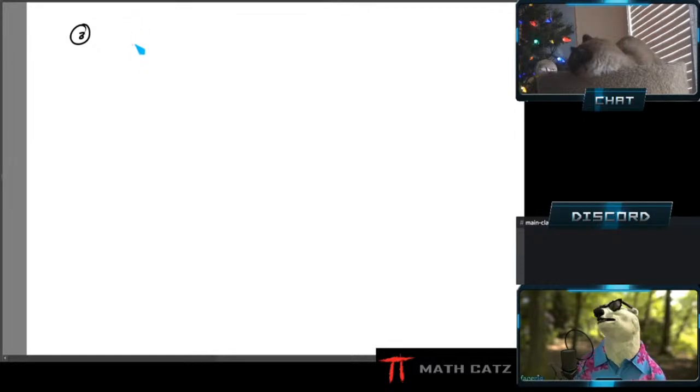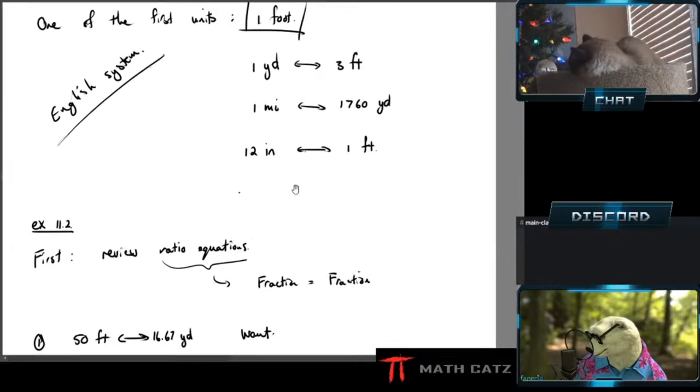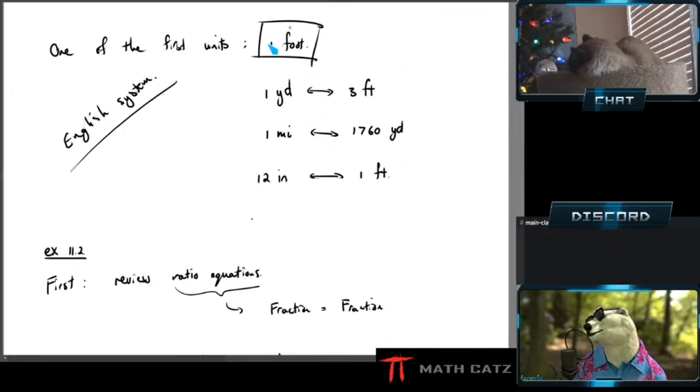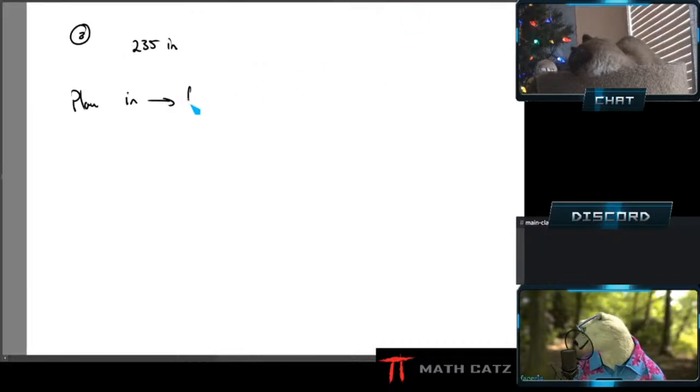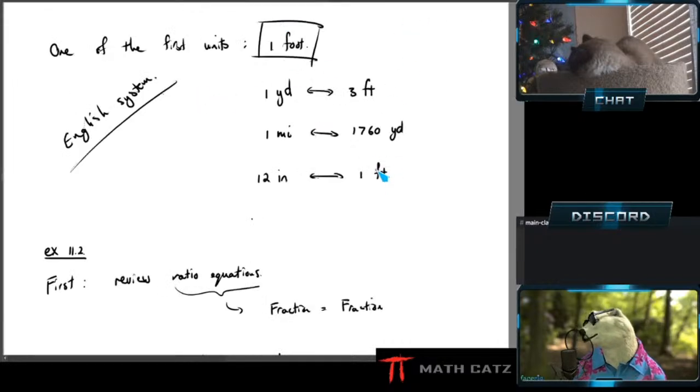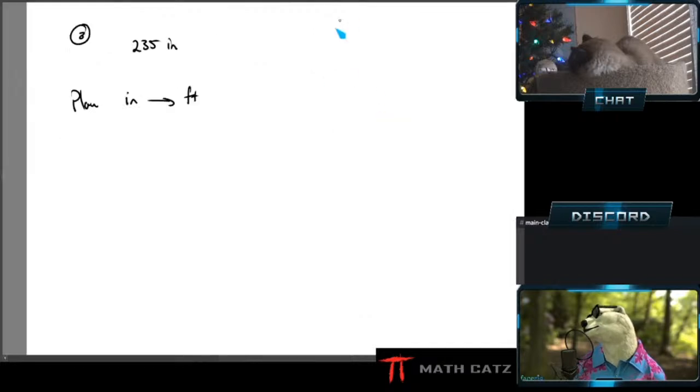So now I have 235 inches that I want to get to miles. Let's make a plan first. So I'm starting in inches. Let me go to my table. And let's suppose this is the only table of conversions that you are allowed to use. To find a path here. Inches to feet for sure. It's the only option I have. Then feet to yards. Then yards to miles. Okay, it's not a big deal. Doesn't really matter how long the chain is.